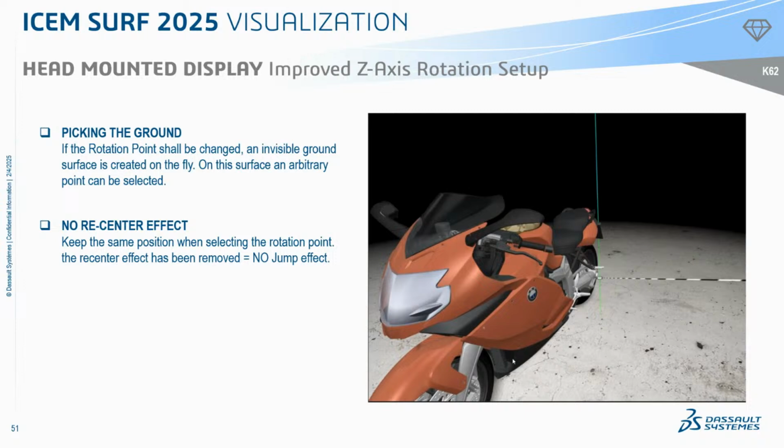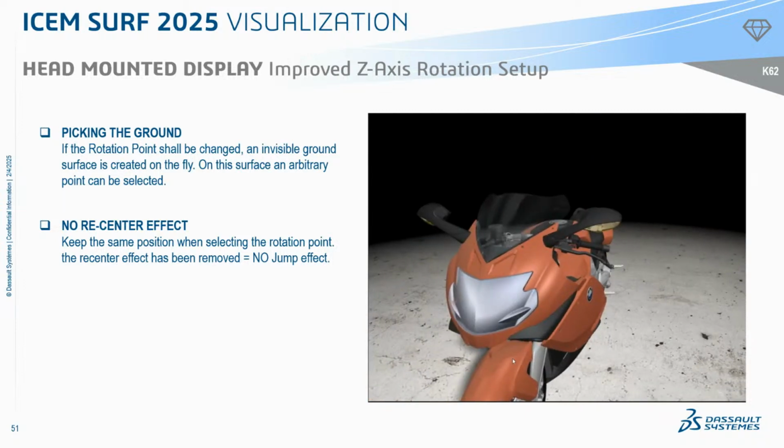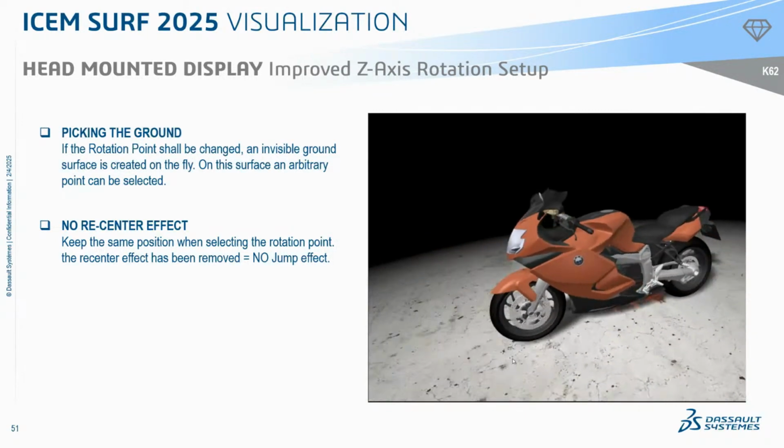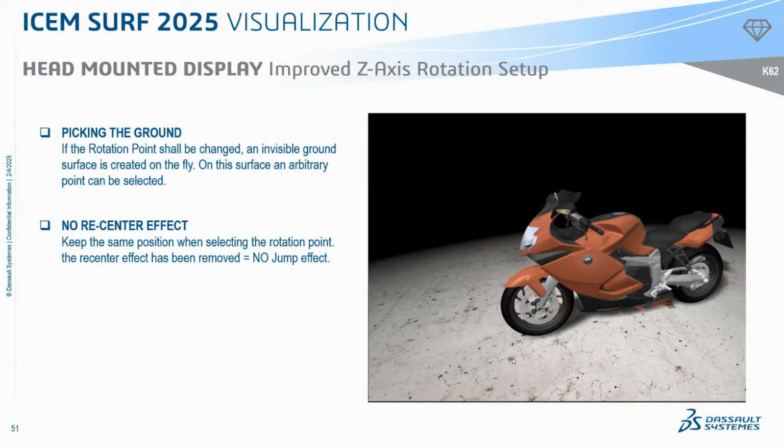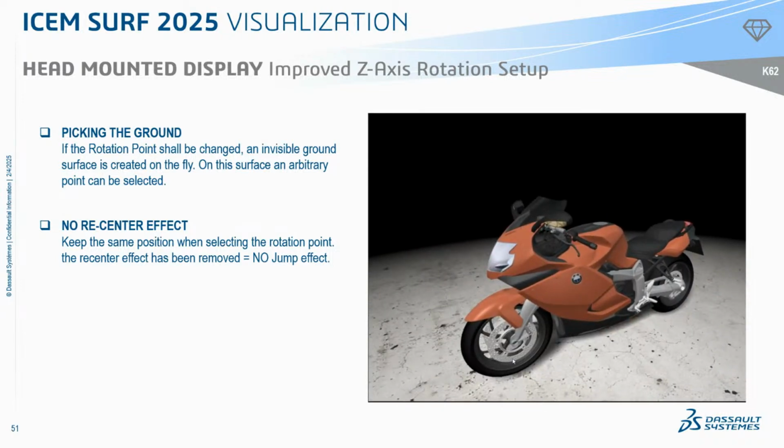And also, when you did that, there was a sort of disturbing jump to the new viewpoint. So that doesn't happen anymore. It doesn't move around when you change the Z-axis rotation. So that's a nice little comfort enhancement to K63, the ICEM HMD add-on for virtual reality.